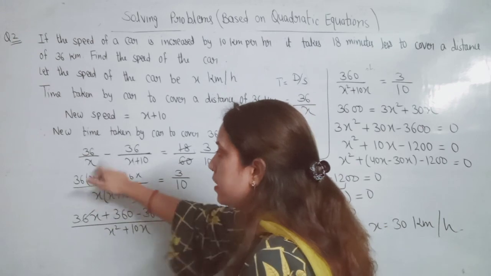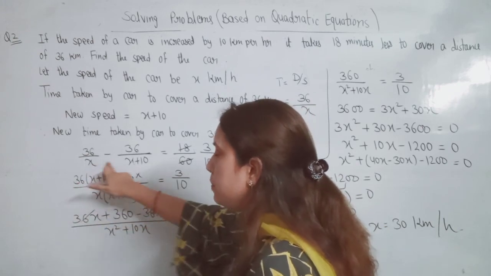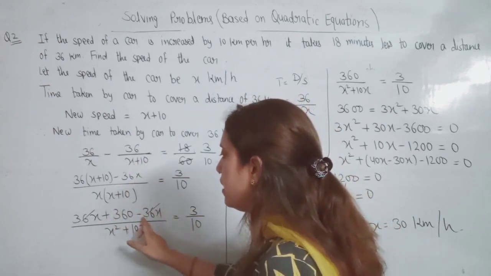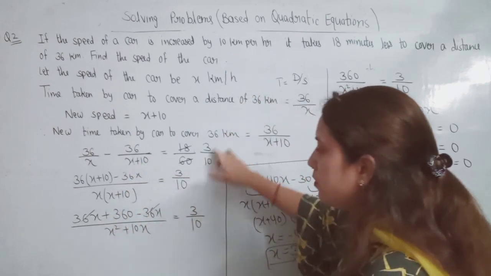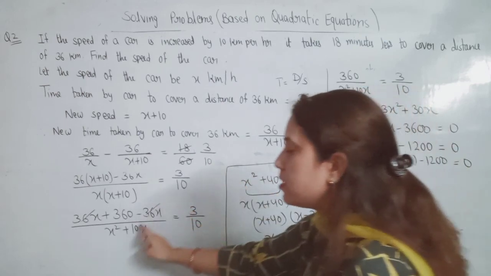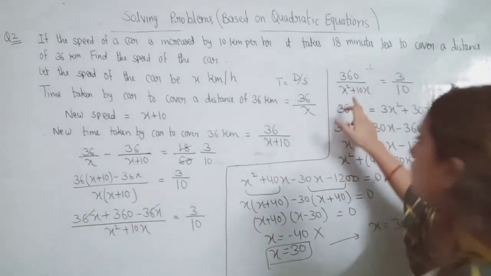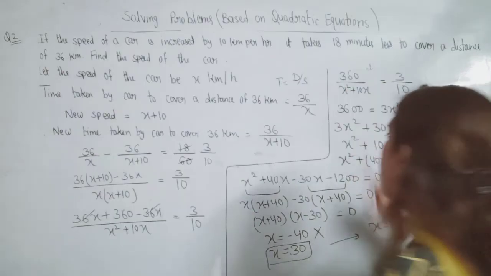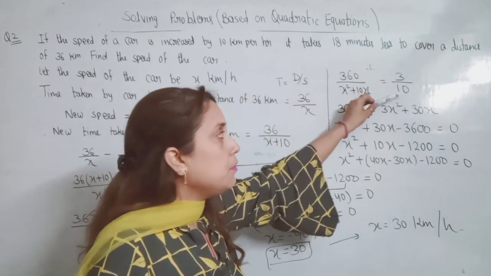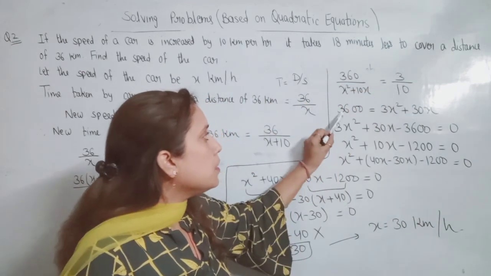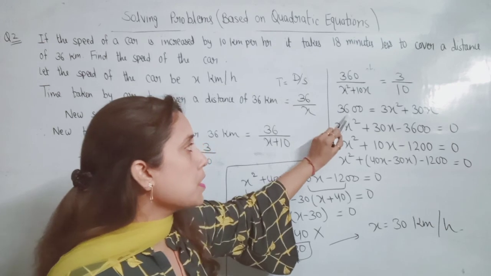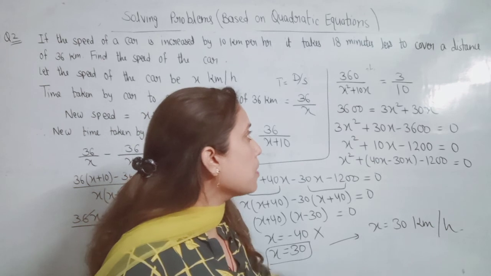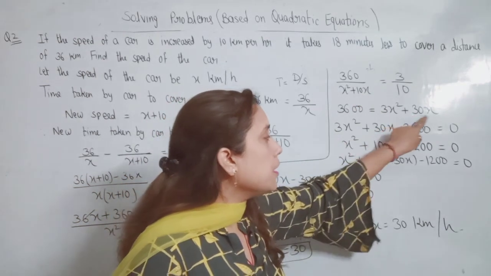Now x cancels: 36 into x plus 10 minus 36 x, and when we solve it, the 36x positive and negative cancel, so it will come 360 upon x square plus 10x, which is equal to 3 upon 10. We do the cross multiplication: 3600 is equal to 3x square plus 30x.